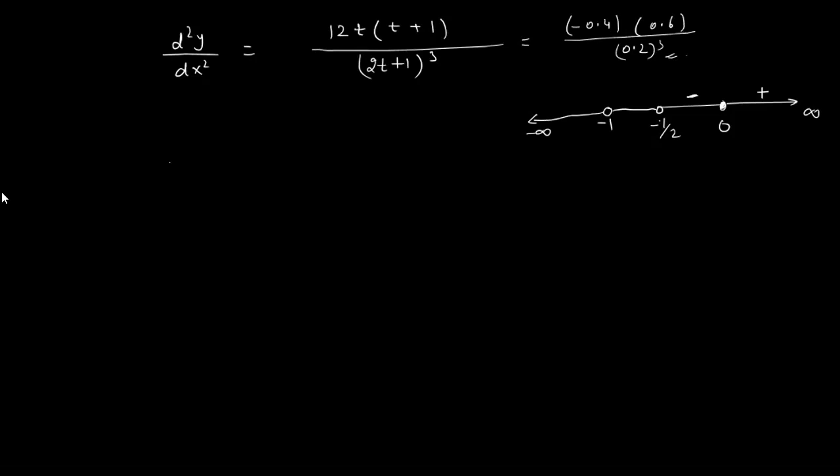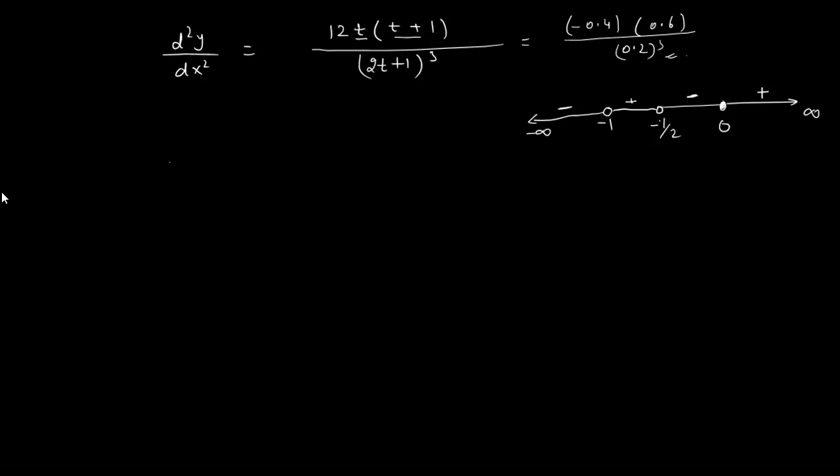Similarly, if we plug a number between negative half and negative 1, we get a positive number. Similarly, if we plug a number less than negative 1, say negative 2, then t is negative and t plus 1 is negative, so the product is positive, and the denominator is negative. So we get some negative number.